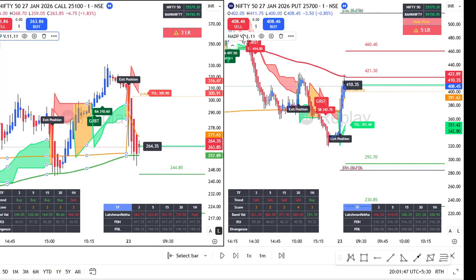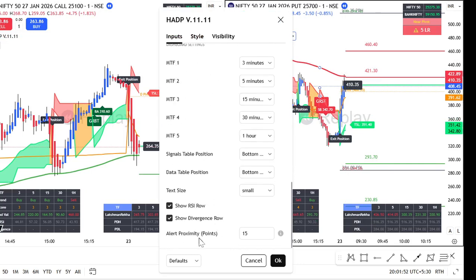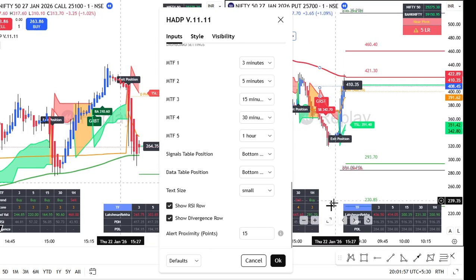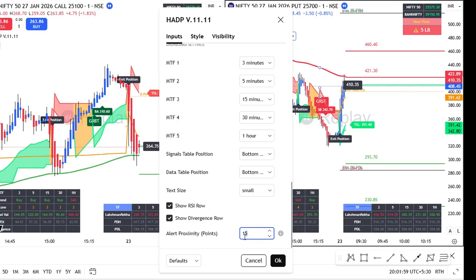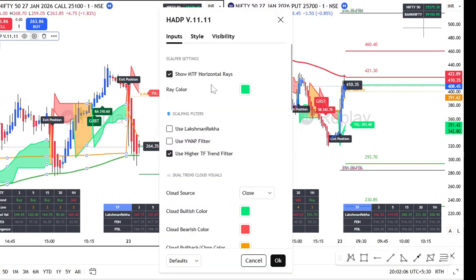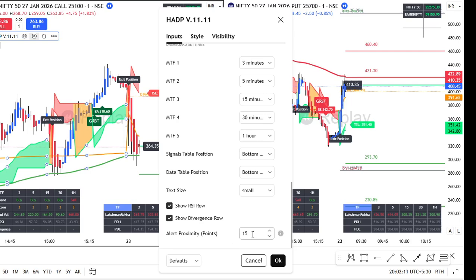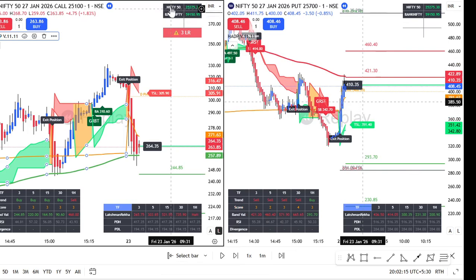So there is a setting here to set this up. If you go below here, alert proximity 15 points. So before that 15 points, it will give you that alert. If you don't want this so many points, you can even keep it at 5 points if you want. Reduce it. Now what it will do is, when 5 points below that Lakshman Rekha value, it will start giving you alerts. Similarly, Nifty, Bank Nifty spot values are shown here for a reason. I will talk about it later.